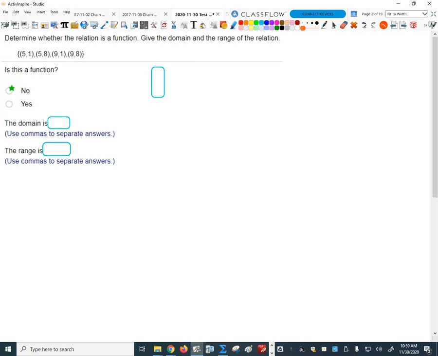Akira, what's the domain of this relation? 5, 9. 5 and 9. Good, because the domain is the set of input values or x values, right? And what's the range? 1, 8. 1, 8. Excellent. Okay. Questions on that? Does that make sense? Okay. Good, good.